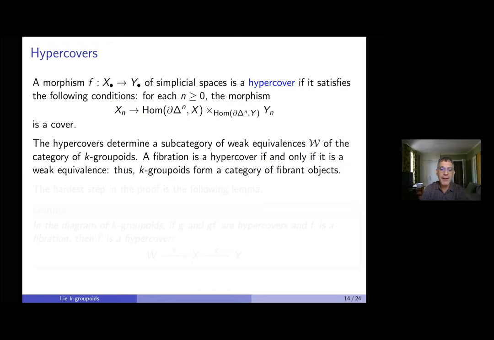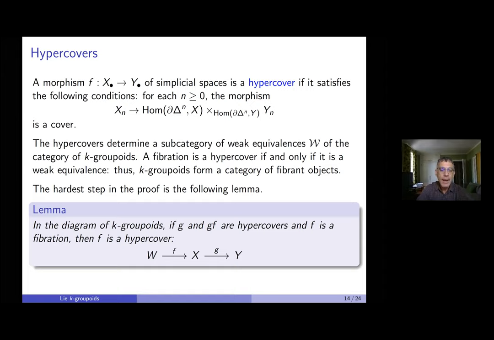This paragraph is the first non-trivial result in this talk. And at the rate I'm going, it'll be the last, but let's see if I can accelerate a little. And one of the remarkable things that we prove in our paper is that if you have a diagram of Kan groupoids such that their composite is a hypercover and G is a hypercover, then F is a hypercover. So I realized as I was preparing this talk, I wanted to talk about more recent generalizations of this construction. Maybe I can talk about that if we have a small discussion at the end.